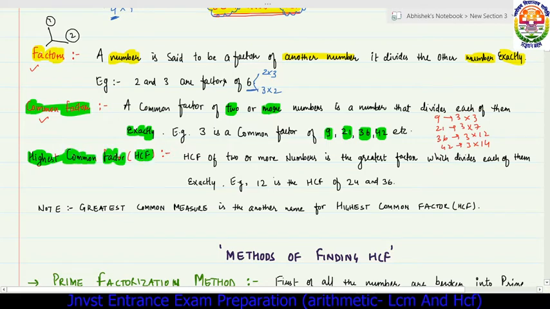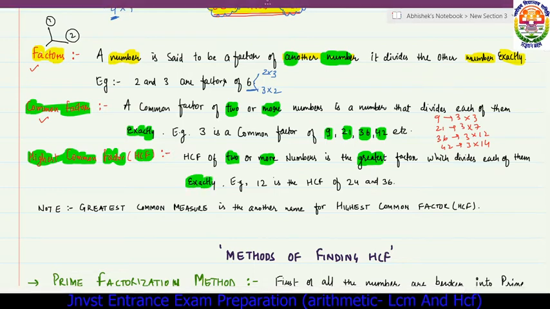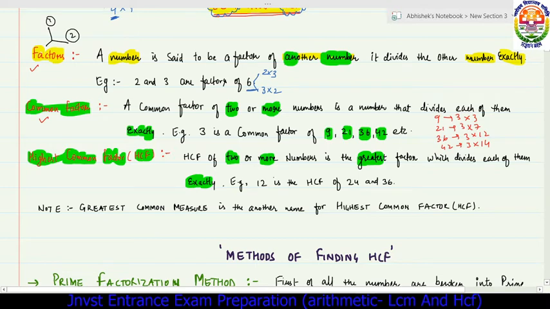That means HCF. HCF is calculated on two or more numbers, just like a common factor is calculated on two or more numbers. The HCF of two or more numbers is the greatest factor, because the word says highest. So the HCF is the greatest factor which divides each of them exactly. Take an example. If the question says calculate the HCF of 24 and 36, the answer is 12. We will learn how 12 comes.